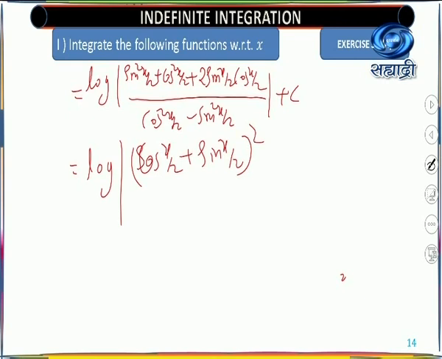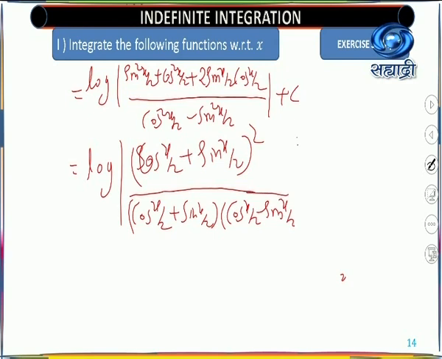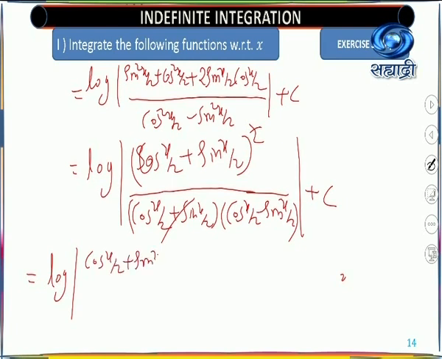This is for the numerator. And what is your denominator? Denominator says cos x by 2 plus sin x by 2, one factor. And the other factor is cos x by 2 minus sin x by 2. This is inside the mod sign, so one factor will get cancelled. So you will get log of mod of cos x by 2 plus sin x by 2 upon cos x by 2 minus sin x by 2, plus constant of integration.